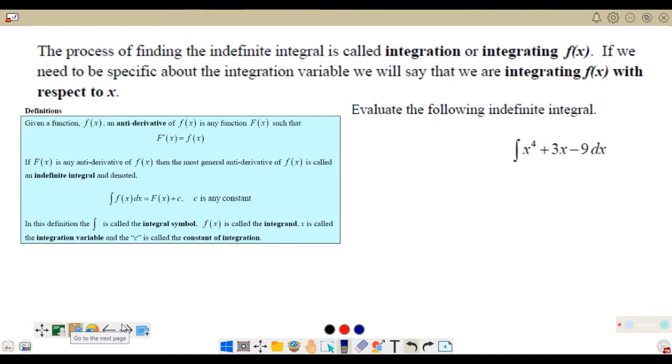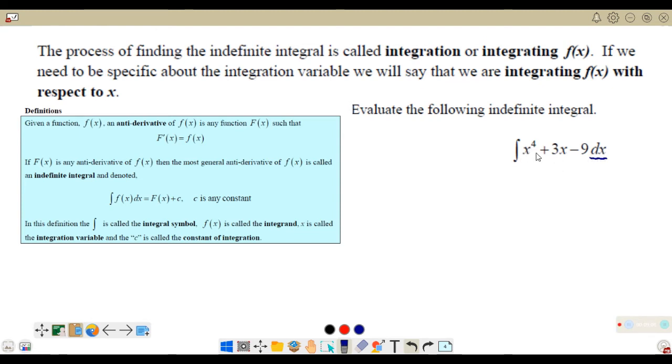Ayan. So, meron ba tayong isang example dito? So, the process of finding the indefinite integral is called integration or integrating f of x. If we need to be specific about the integration variable, we will say that we are integrating f of x with respect to x. So, this dx here pertains to the variable that is being integrated.